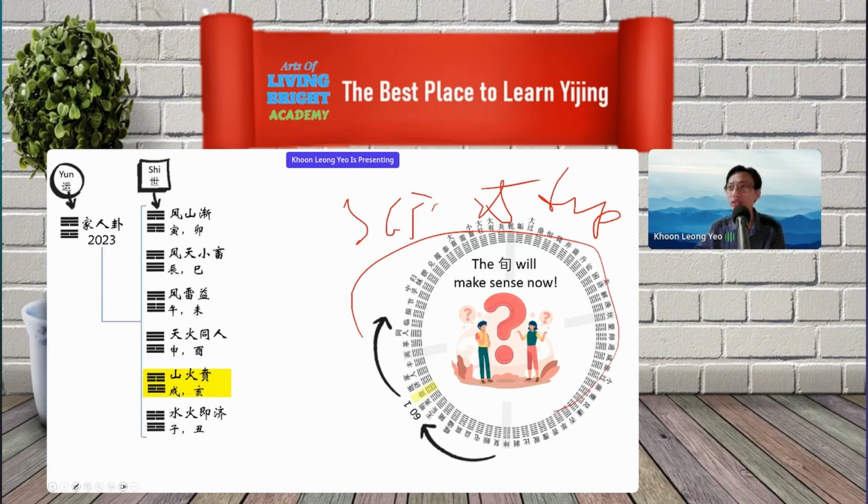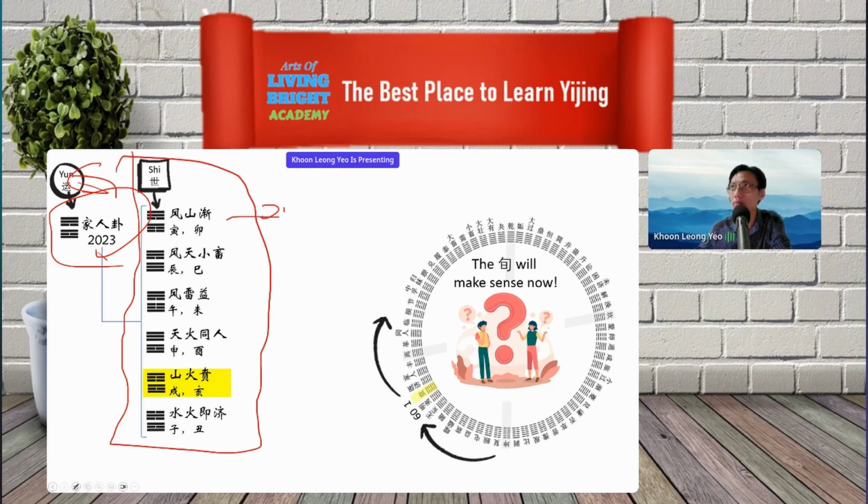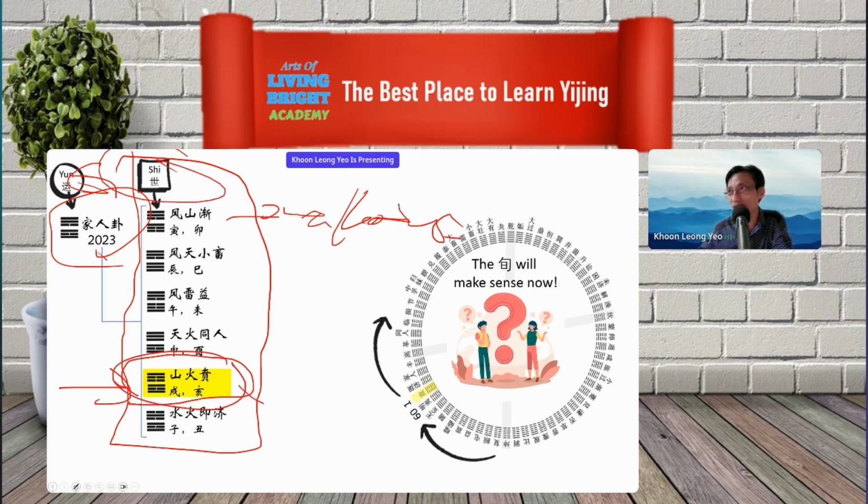Now that we know this, let's come back to it. We say that 家人卦 is in the yun, and then we break it down line by line into 四卦, and each 四 is 2 months or 60 days. Today we are at the 三火比卦. Like what we did for the year hexagram, we look at the 四 and find the corresponding hexagram on the circular diagram, which is here.